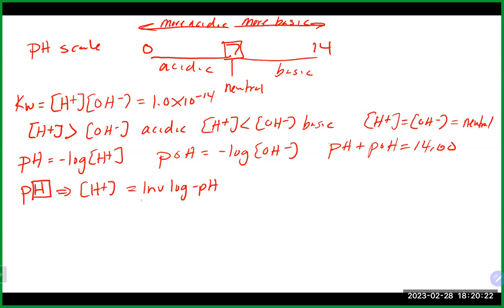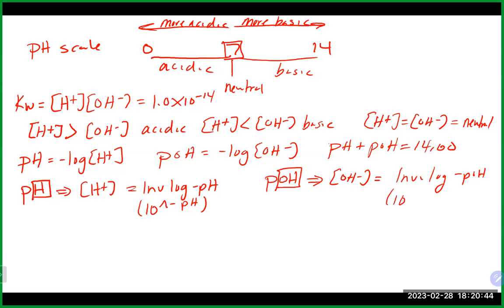And as we talked about, on most people's calculators that usually will pop up a 10 and a caret when you punch that in. Same thing with the pOH. From it, you can get the OH minus concentration. And it's really the same calculation as well. That's the inverse log of the minus pOH. And once again, that will put a 10 and a caret minus pOH here.